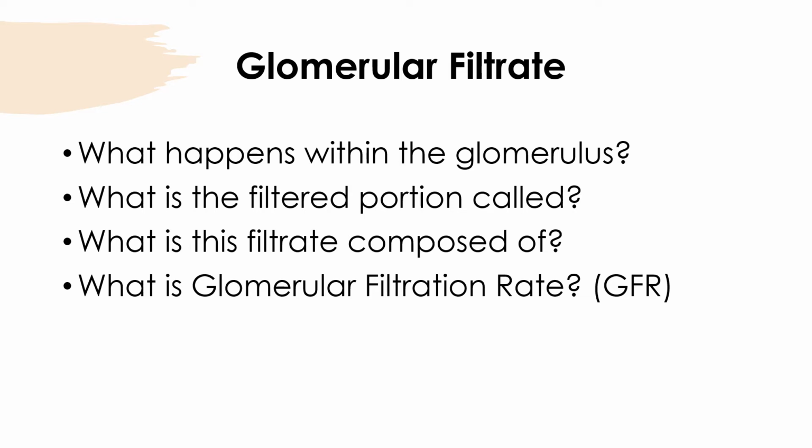What is glomerular filtration rate? It's the amount of blood filtered each minute. And how many mLs per minute? 125 mLs per minute. Only 1 milliliter a minute of filtrate is actually excreted as urine. Most of it gets reabsorbed within the nephron.